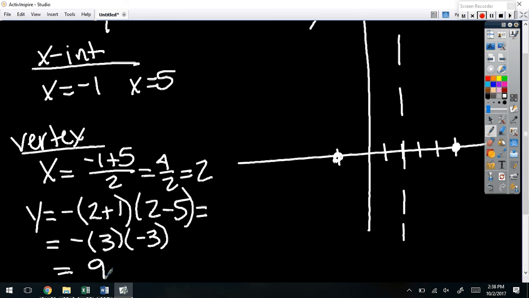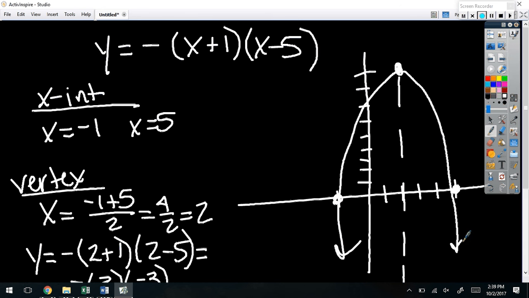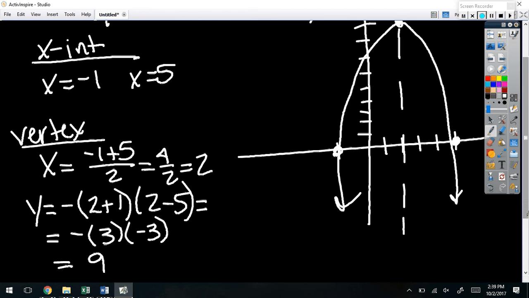What are you talking about? Classwork is practice. All right, 2, 9 is my vertex. Shh. 1, 2, 3, 4, 5, 6, 7, 8, 9. I'm losing the attention of some of you. Tell me how you feel about intercept form. You like it? What part? Graph part?